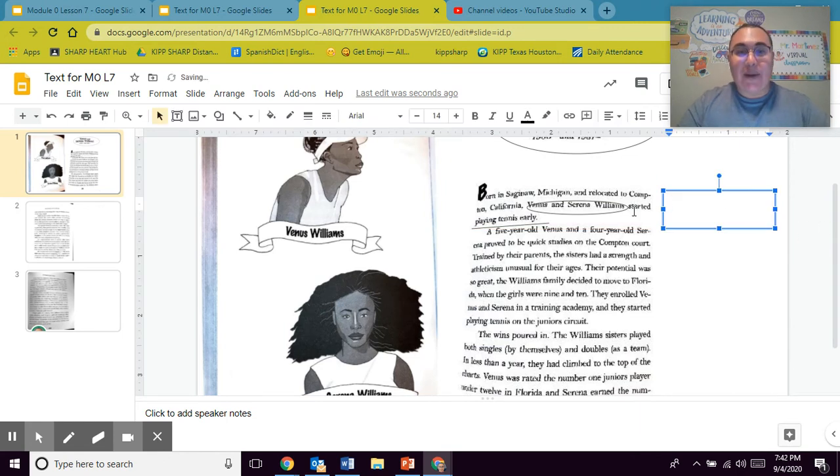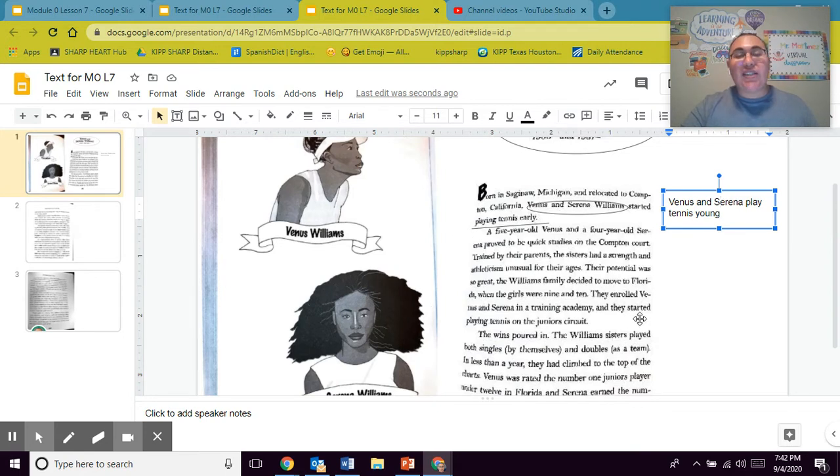So I'm going to write Venus and Serena play tennis young. And when I do my gist, it's really easy to write lots and lots of words. But when we write our gist, we want them to be really, really short, just as a reminder of what that paragraph is about. So you don't want to write a gist that's as long as the paragraph.